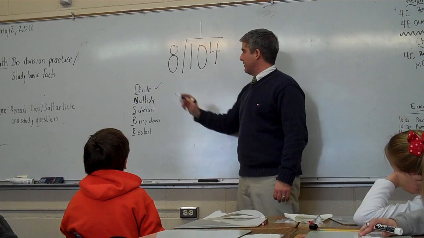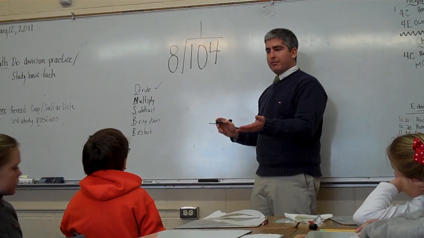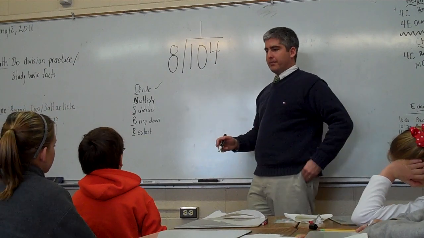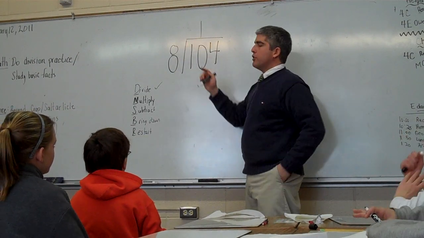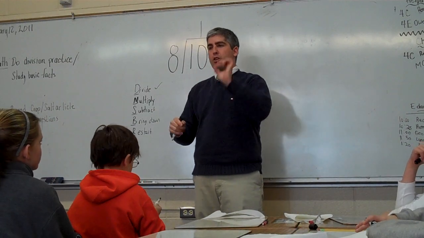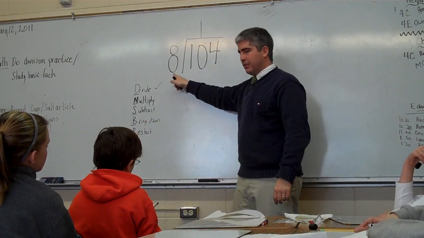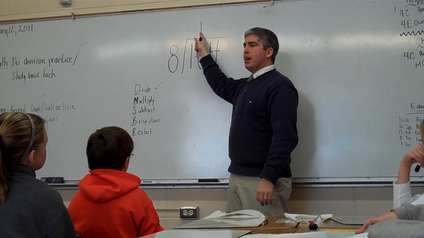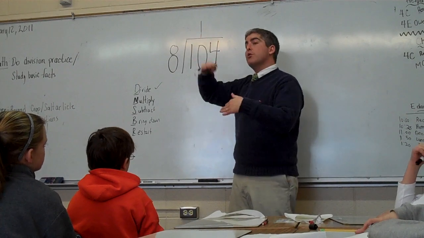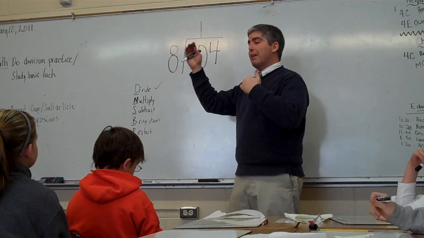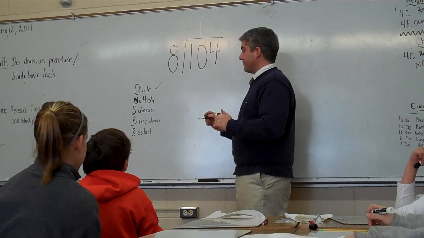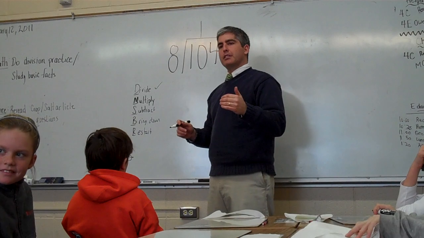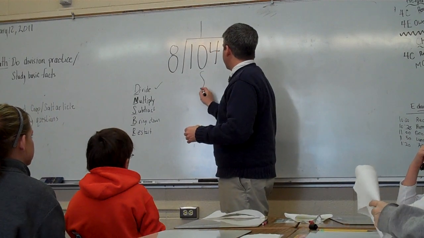So we've done our dividing. Then what's our next step? Well, we multiply. What do we multiply? 8 times 1. You always multiply your divisor, this number outside the house, times the new number in your quotient. So 1 is the newest number in my quotient, so I'm going to do 8 times 1. What's 8 times 1? 8 times 1 equals 8. Very good. Where do I put it? You put the 8 underneath the 10.